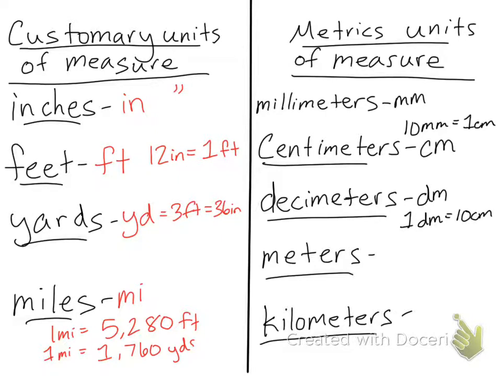We now have meters, and that's just abbreviated as an M. So there are 100 centimeters in 1 meter. A meter is a little bit longer than a yard. And my last box is kilometers. When we measure longer distances using the metric system, we measure in kilometers. And a kilometer has 1,000 meters in it. So 1,000 meters equals 1 kilometer.